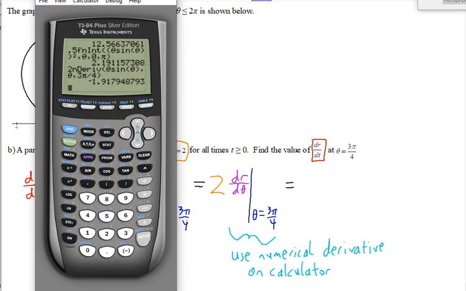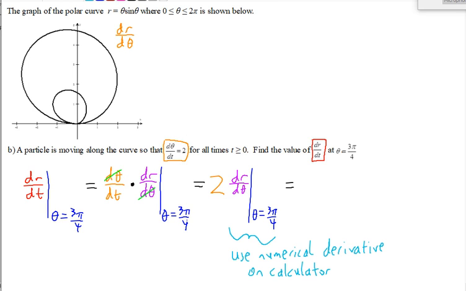And we get negative 1.9179, which you can round to negative 1.918. Which in context, the units for dr dt would be like units per second, units per minute, units per hour. We don't know what the units per time here are.